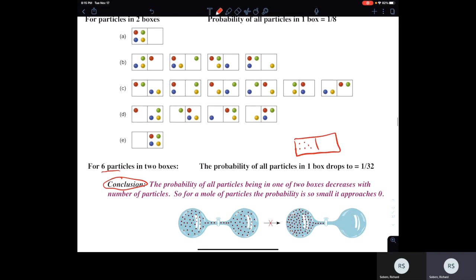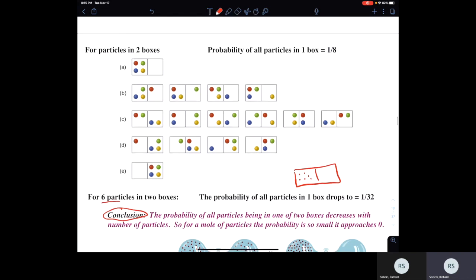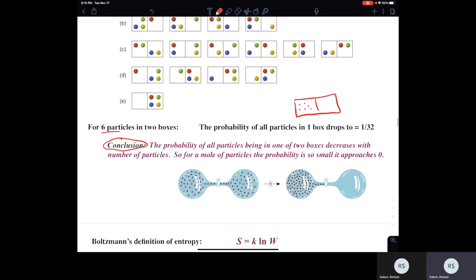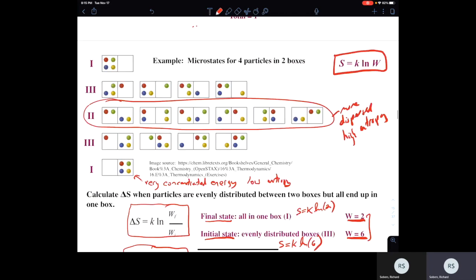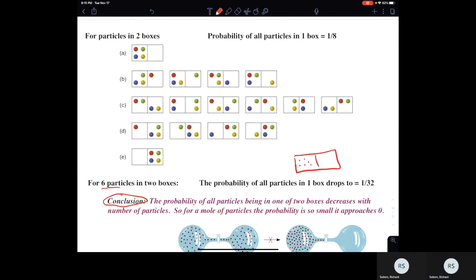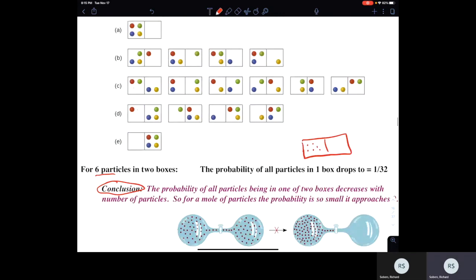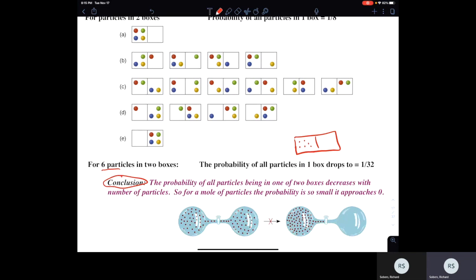So the conclusion is, if we take that simple description, which is the least likely description, that all of the particles would concentrate on one side, that probability of all particles being in one of 2 boxes decreases with the number of particles. So if you only have 4 particles, you have a 1 in 8 probability. When you go to 6 particles, it drops to 1 in 32.